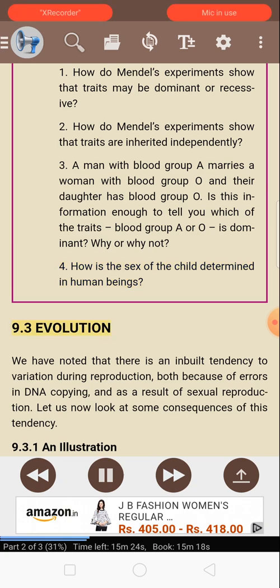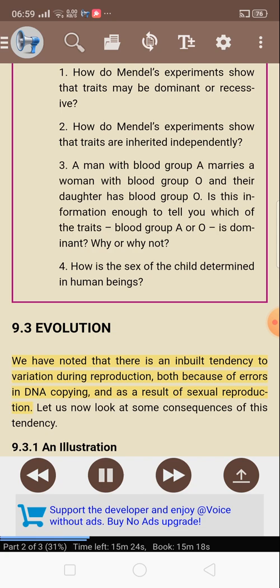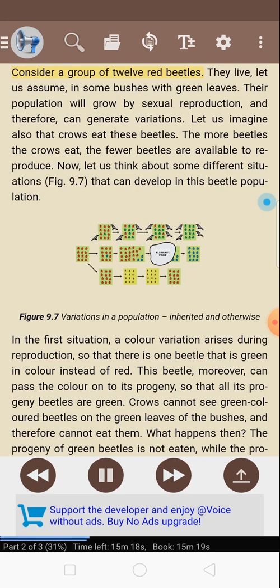9.3 Evolution. We have noted that there is an inbuilt tendency to variation during reproduction, both because of errors in DNA copying and as a result of sexual reproduction. Let us now look at some consequences of this tendency. 9.3.1 An illustration. Consider a group of 12 red beetles. They live, let us assume, in some bushes with green leaves. Their population will grow by sexual reproduction and therefore can generate variations. Let us imagine also that crows eat these beetles.